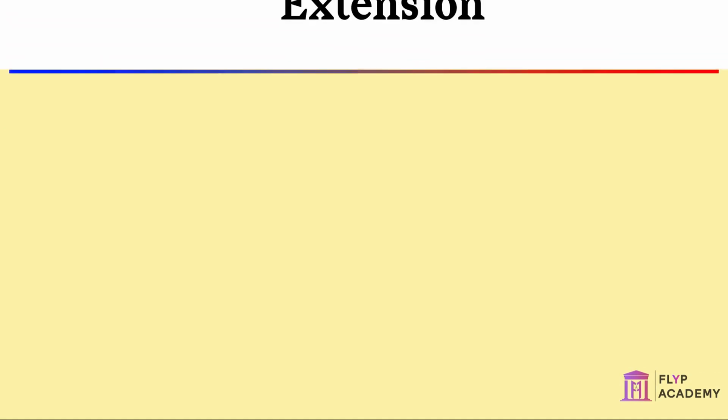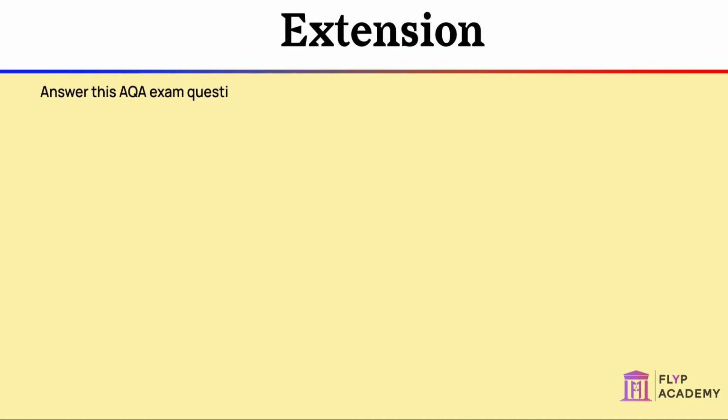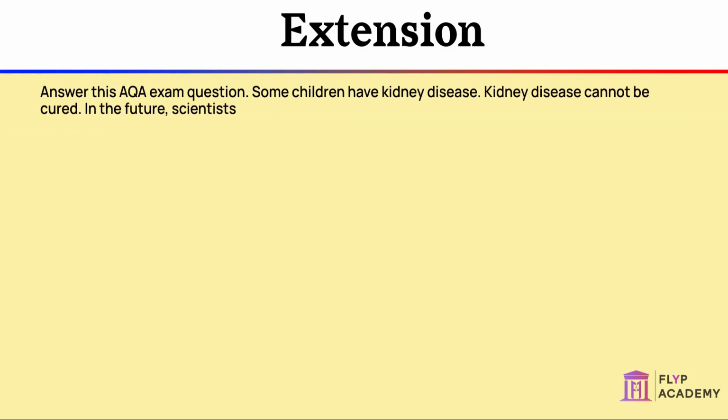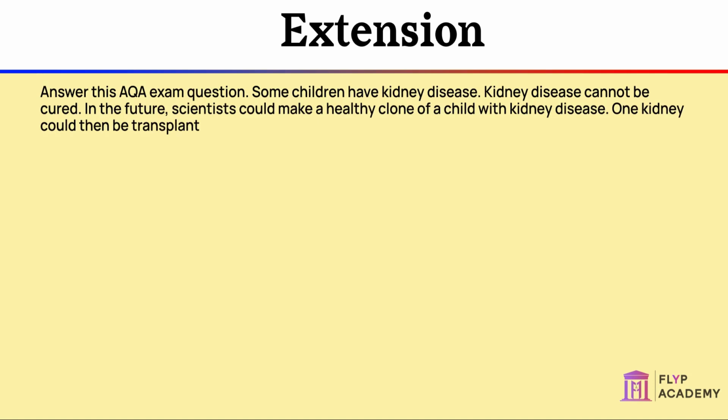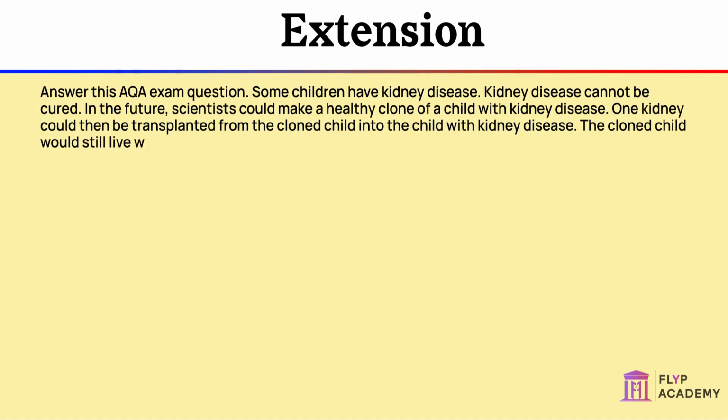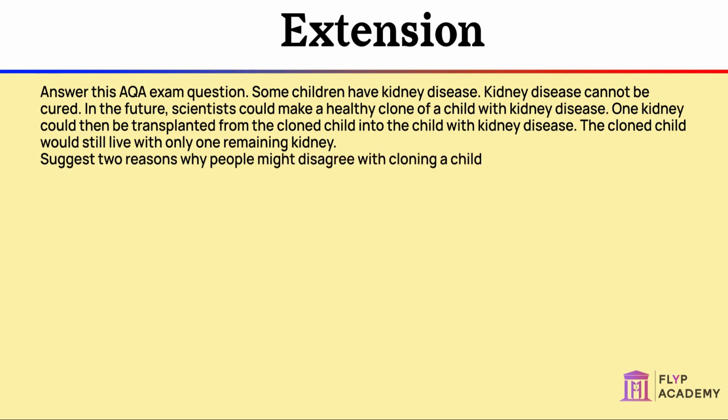Extension: answer this AQA exam question. Some children have kidney disease. Kidney disease cannot be cured. In the future, scientists could make a healthy clone of a child with kidney disease. One kidney could then be transplanted from the cloned child into the child with kidney disease. The cloned child would still live with only one remaining kidney. Suggest 2 reasons why people might disagree with cloning a child to get a kidney for transplanting.